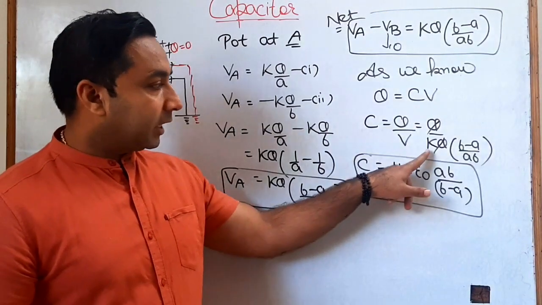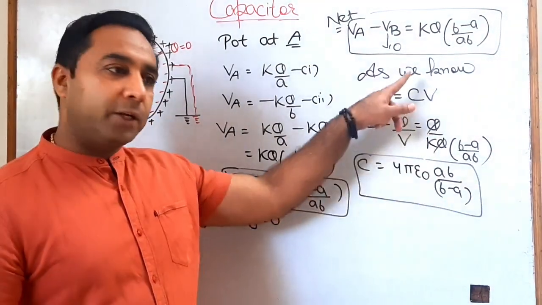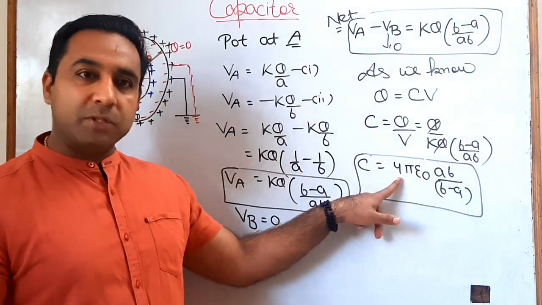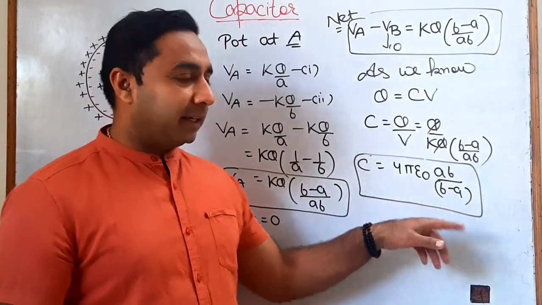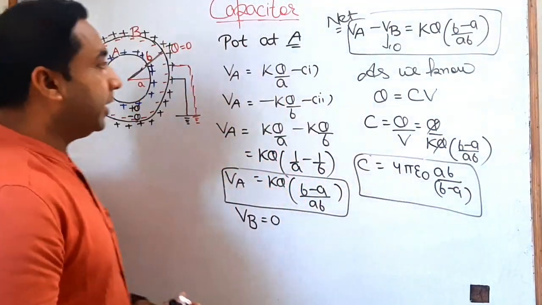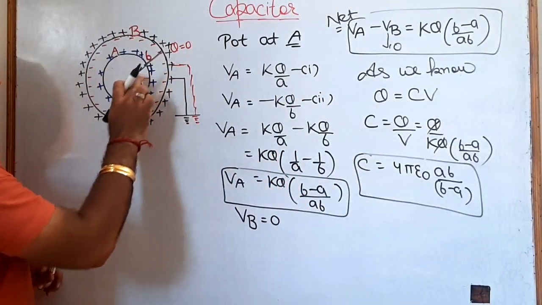It is beta K, which is 1 upon 4 pi epsilon naught. It comes out to be 4 pi epsilon naught A and B, that is the two radii, upon B minus A. Now look at this part very carefully. Can we say that B minus A?